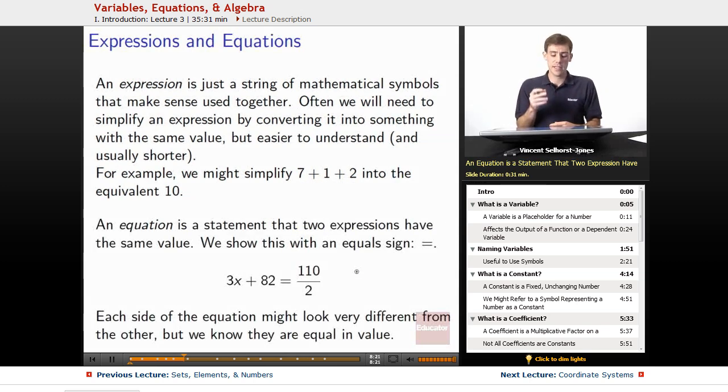An equation is a statement that two expressions have the same value. We show it with an equals sign. So what's on the left side of the equal sign and what's on the right side of the equal sign, we know that those two things are the same. They have the same value. Each side of the equation might look very different, right? 3x plus 82 looks very different than 110 divided by 2, but that equal sign is telling us what's on the left is the same as what's on the right. It guarantees equality between the two sides.